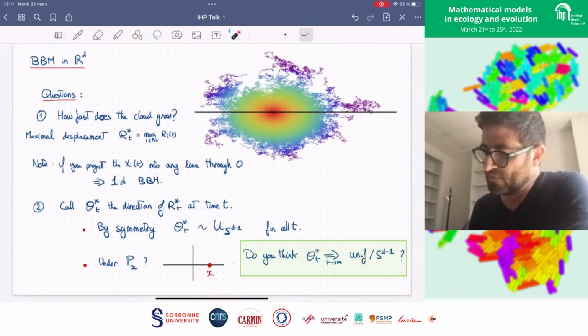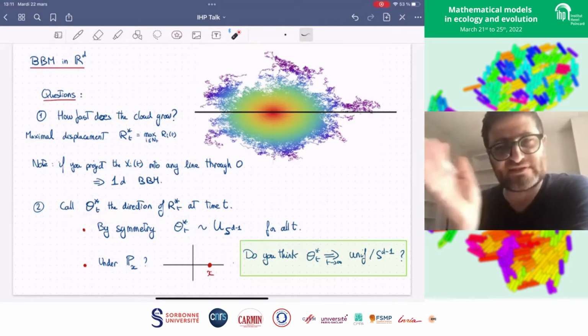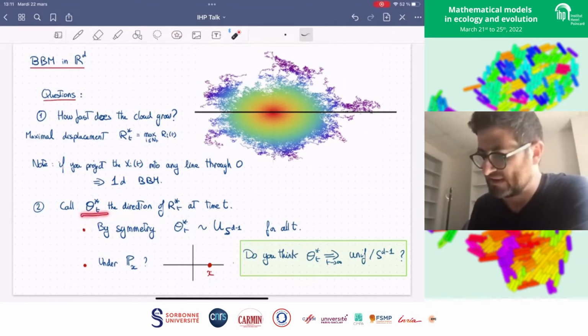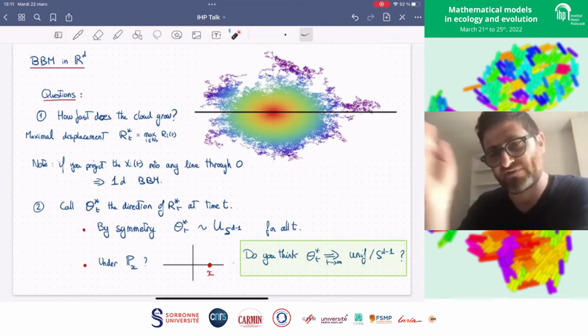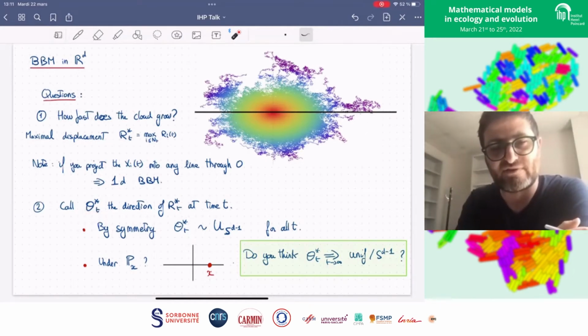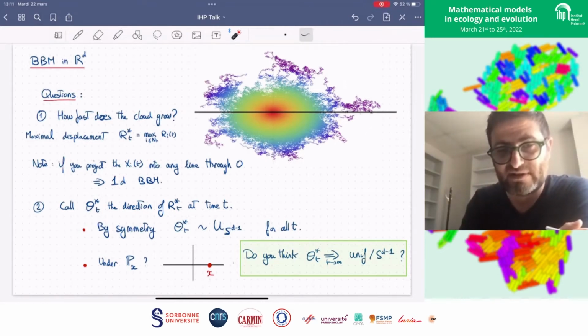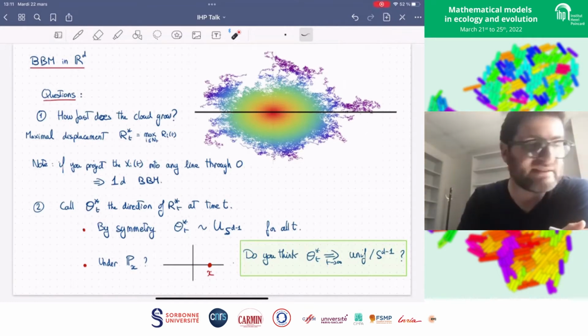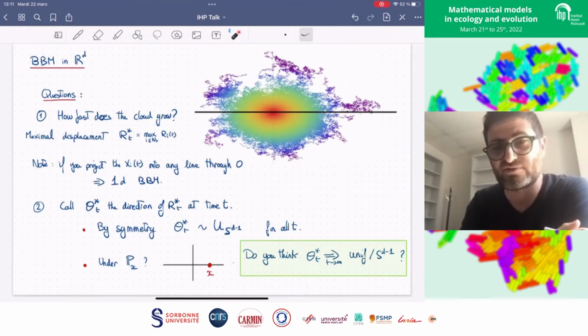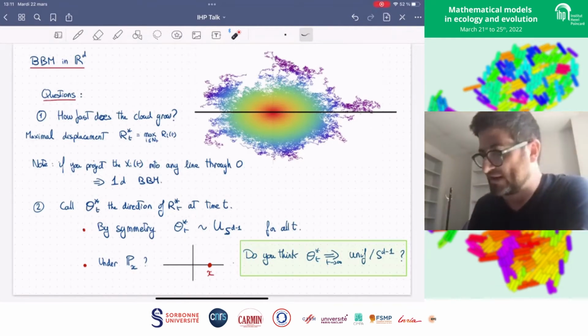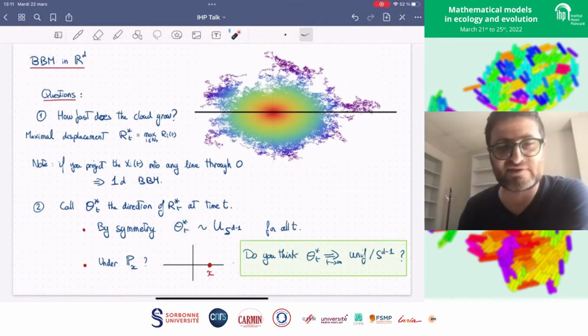And the second obvious question you can ask is, in which direction do you expect to see this maximal displacement? Let's call theta star of t the direction in which you will find the particle that has traveled the furthest away from 0 at time t. So what can you say about this direction? Well, at first sight, it might seem that you can't say much because, of course, your model is completely spherically symmetric, right? So at any time t, the direction of the maximal displacement is going to be uniform on the sphere, and that's it.